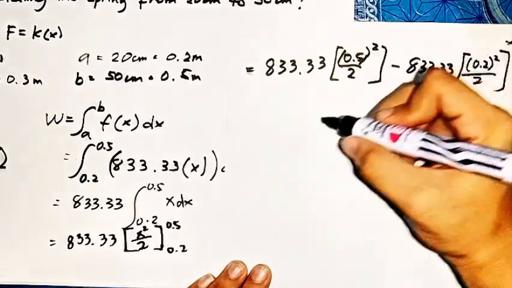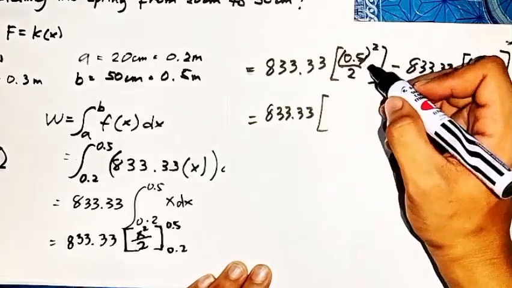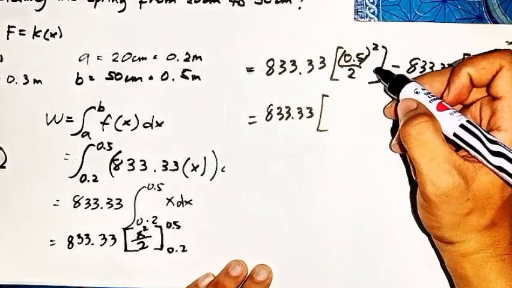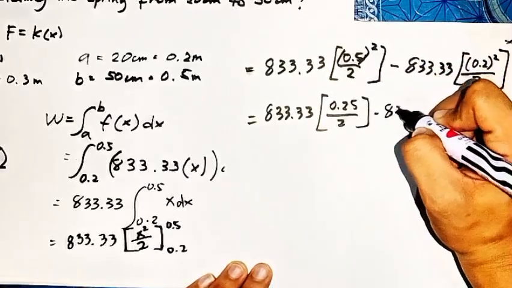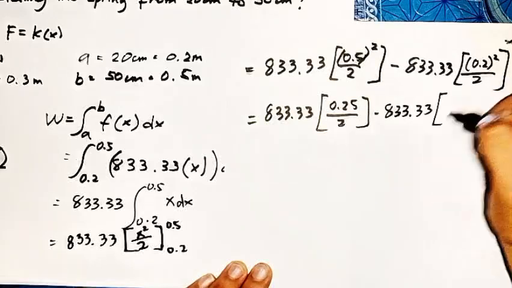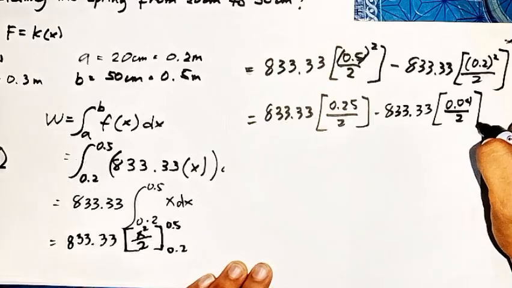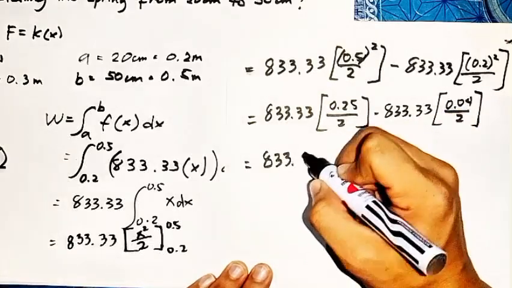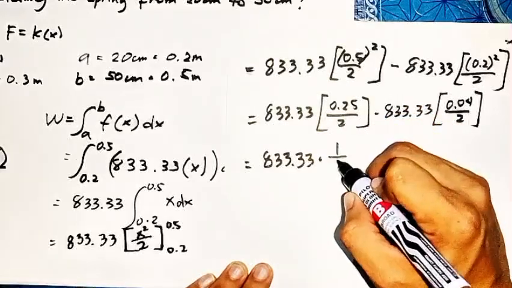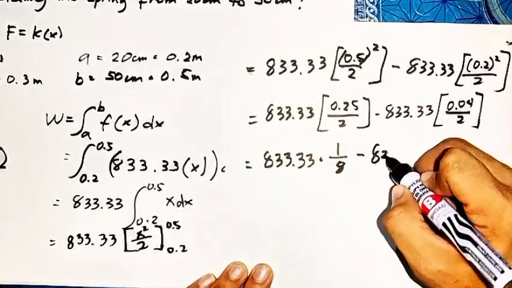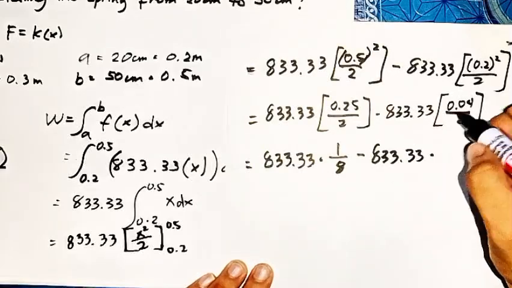So 833.33 times 0.5 to the power of 2, which is 0.25, over 2, minus 833.33 times 0.2 squared, which is 0.04, over 2. Next, 0.25 over 2 is equivalent to 1/8, right? Minus 833.33 times 0.04 over 2, which is equivalent to 1 over 50.